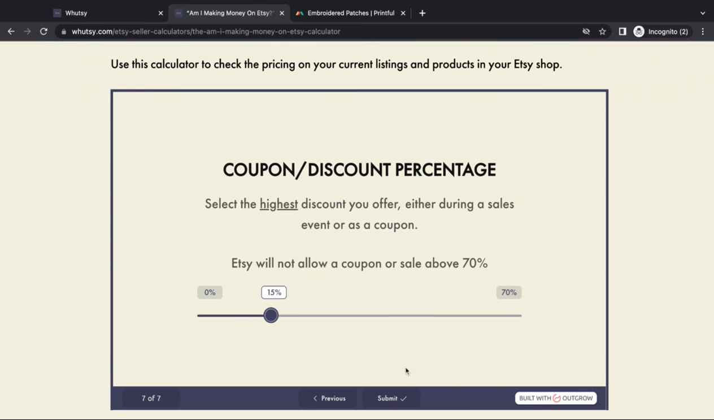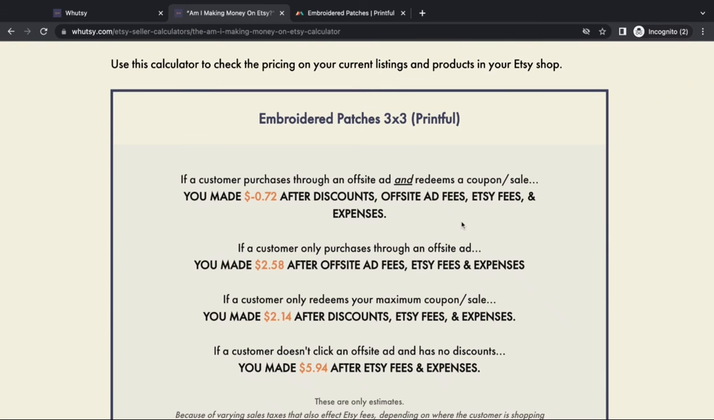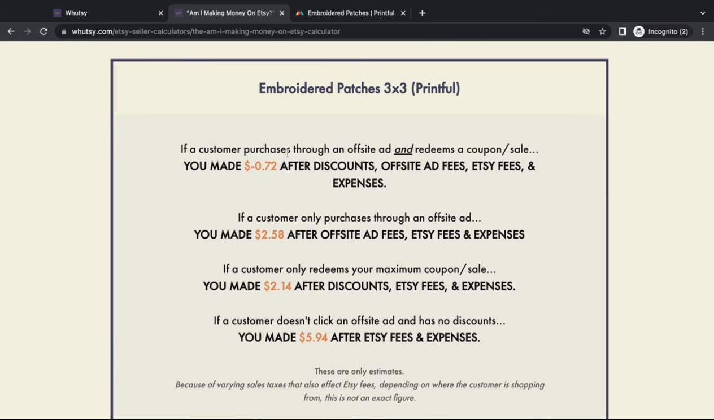So we click submit. We have the option to send it to our inbox if you want to file it there or add it to a spreadsheet. Saving the information is always a good idea. Hit skip if you just want to see. Okay, now we have the breakdown. We have the title, the listing that we did. And I made this easy, so if you want to print out this information, you can print it out and have it to reference as well.